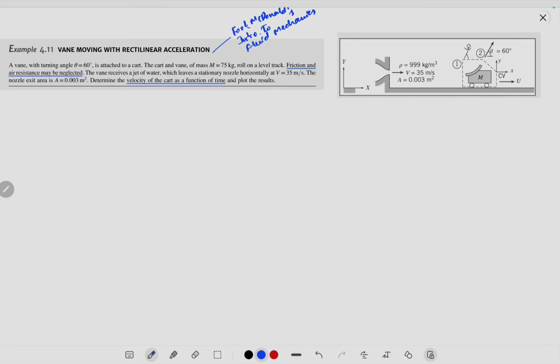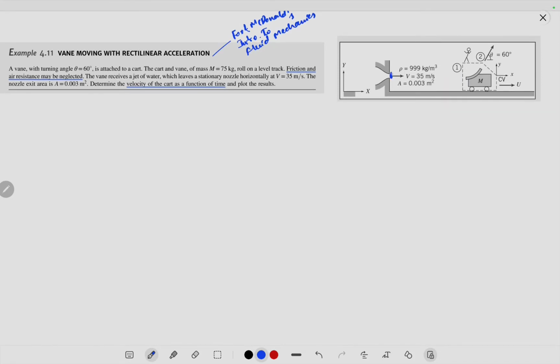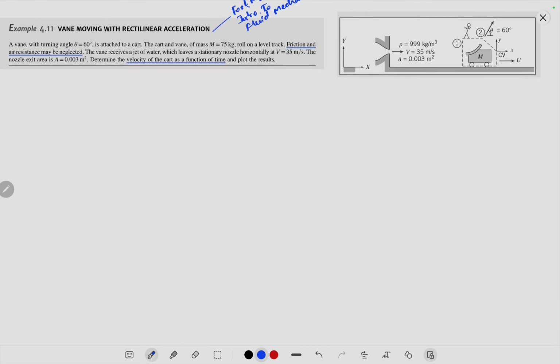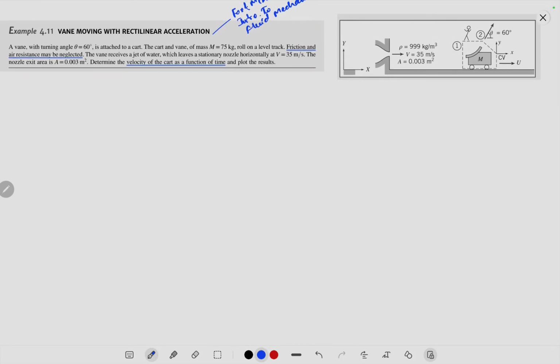The vane receives a jet of water which leaves a stationary nozzle horizontally with some velocity. Since the velocity reaching this vane is not given, we'll assume that it comes with the same velocity, that is 35 meters per second. The exit nozzle area is given to you with some value. Determine the velocity of the cart as a function of time and plot the results. So this means that the vane is accelerating, right? And you have to also plot the results.